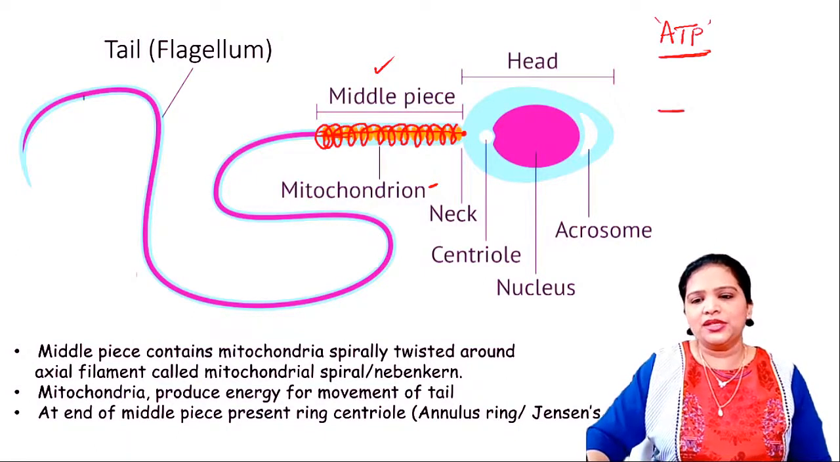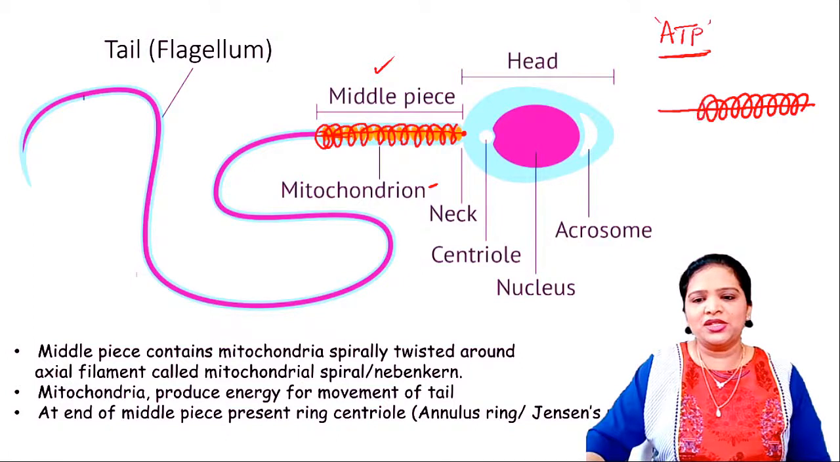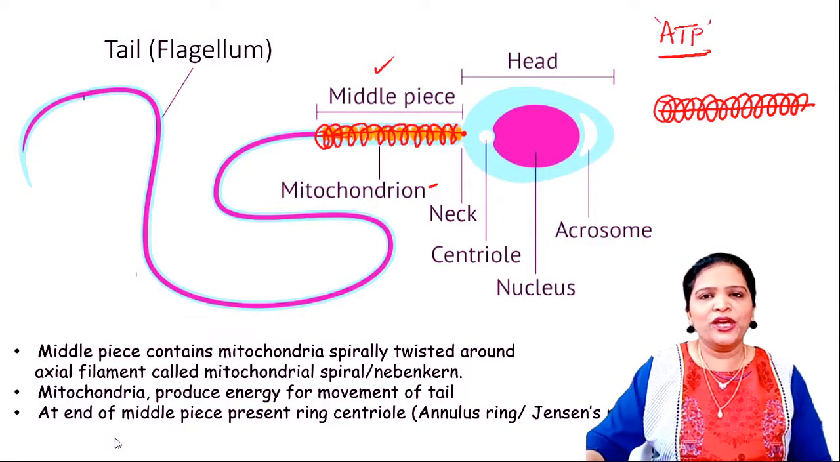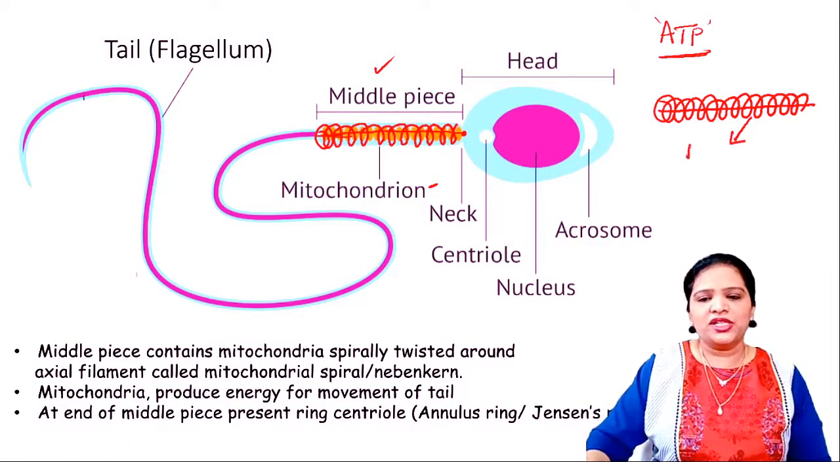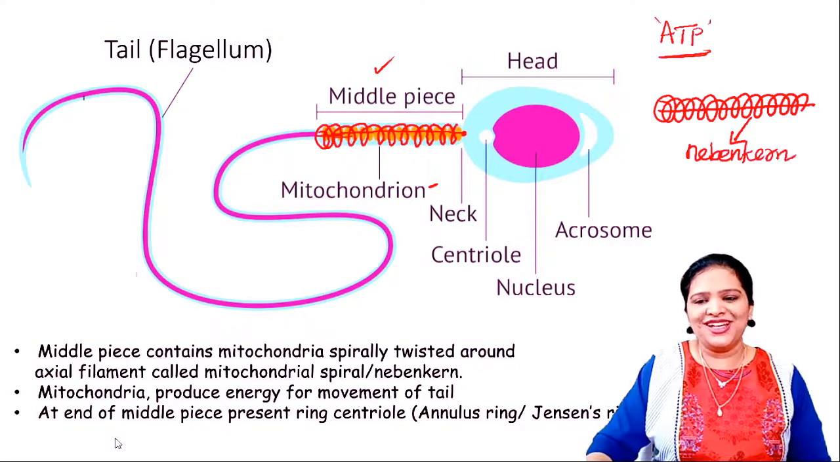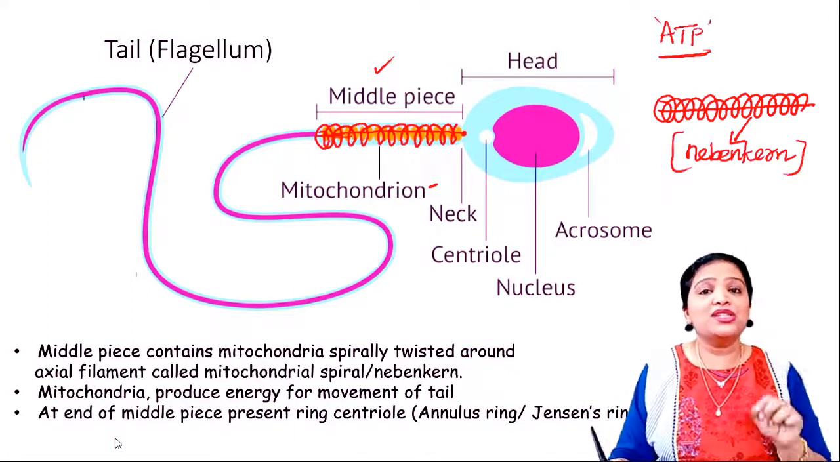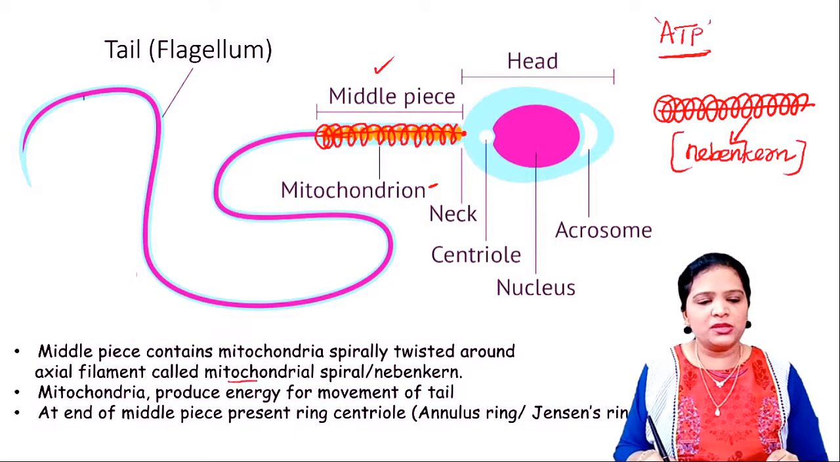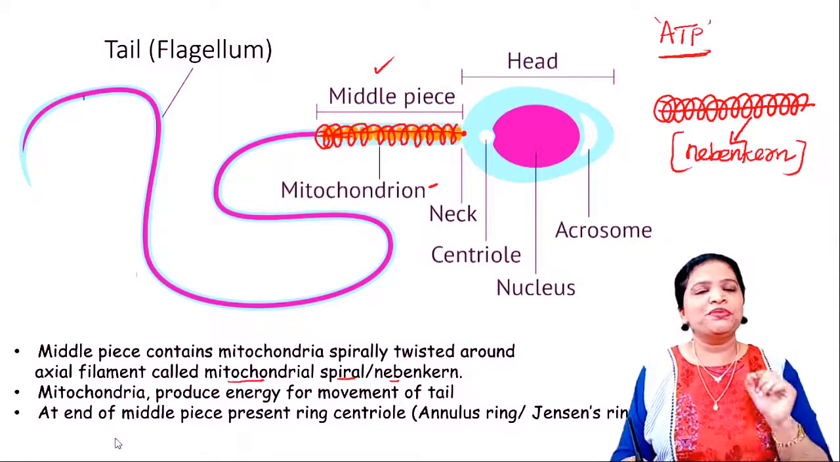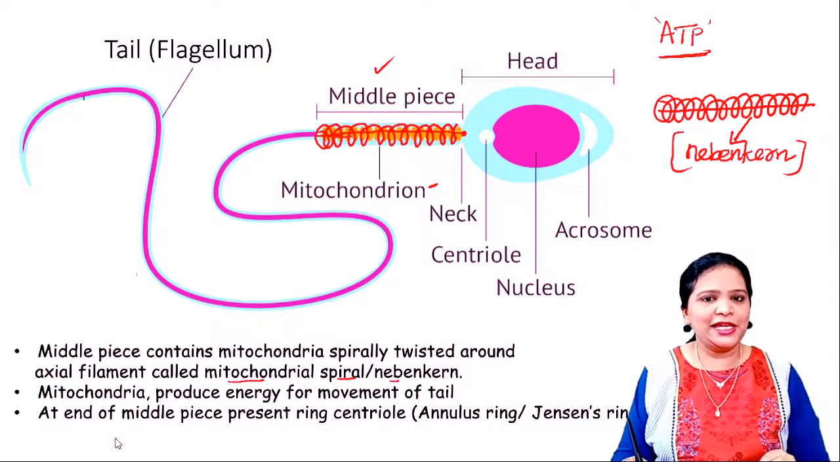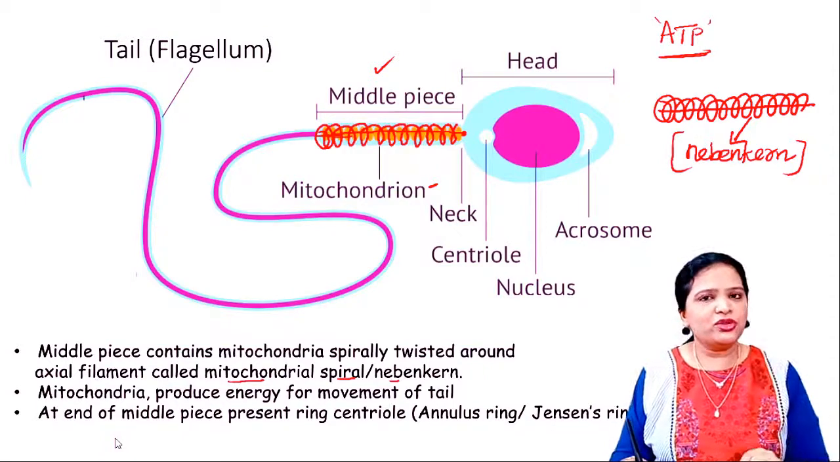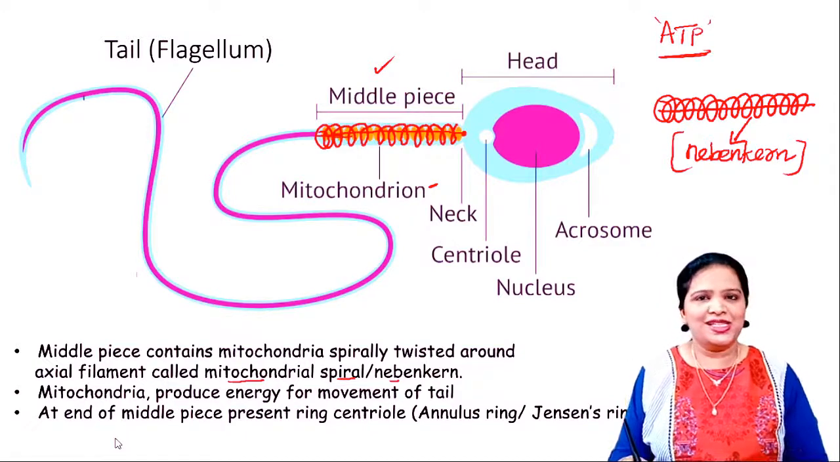So how is this mitochondria present? I draw here. See, this is the central axial filament. Surrounding the axial filament, the mitochondria is spirally structured like this. Okay. So this structure of the mitochondria is called Nebenkern. Very important, guys. This is called Nebenkern. What is Nebenkern? The mitochondria which is spirally arranged in the sperm is called Nebenkern. Clear? Fine. So what is the use of the mitochondria? It is for the energy production which is needed for the movement of the sperm.